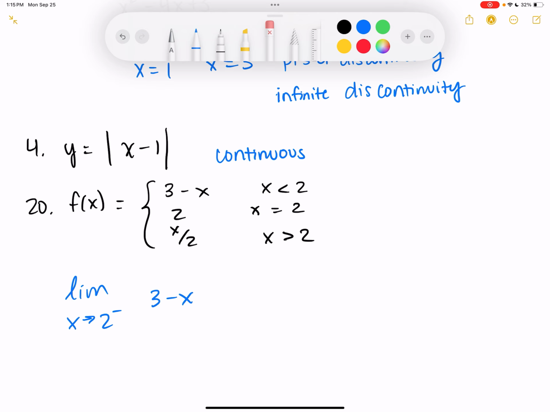But if I were to put in something like 1.999999, because that's on the left side of 2, as close to 2 as I can get, what is that going to approximately give me? 3 minus 1.999999. 1.